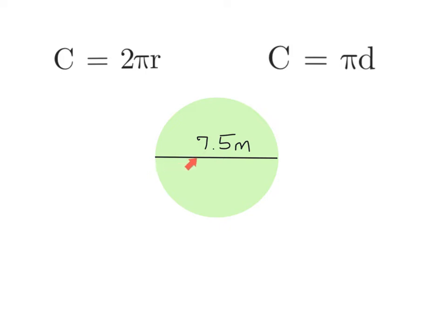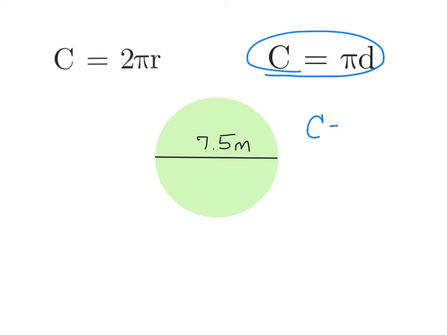All right, now let's look at a problem where we're going to use diameter. In this figure, I have the diameter shown going from one side of my circle through the center to the other, and it is 7.5 meters. So because diameter is given, I'm going to use the second formula. C is equal to pi times diameter.